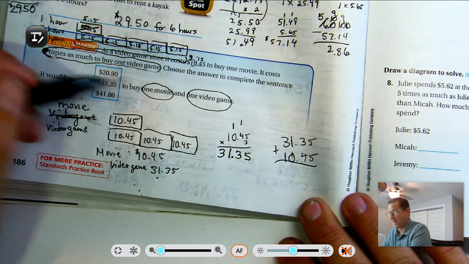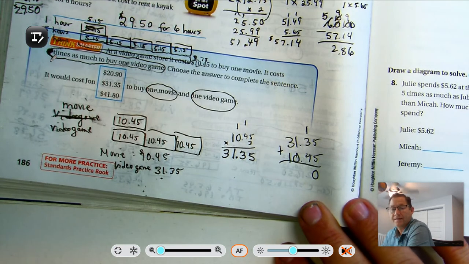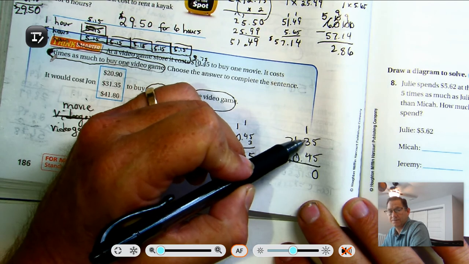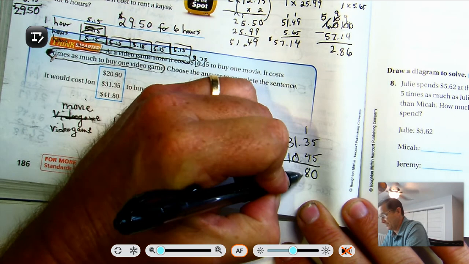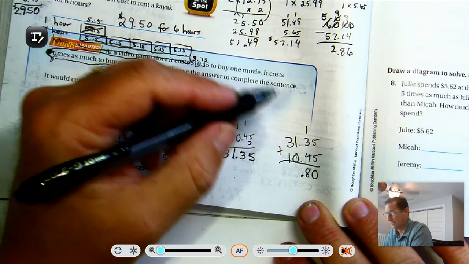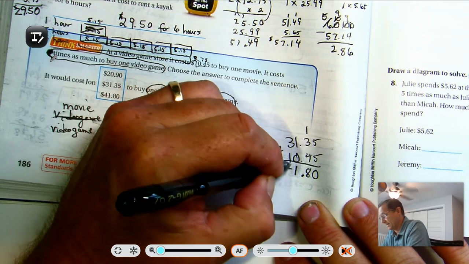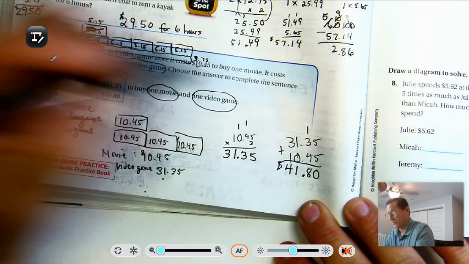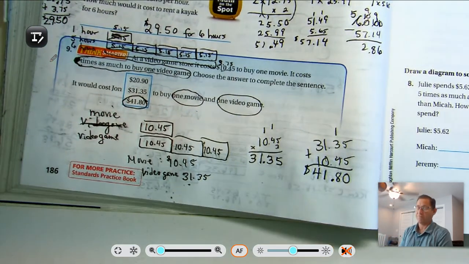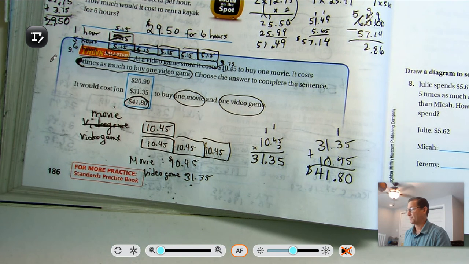All right. 5 hundredths plus 5 hundredths is 10 hundredths. Regroup as 1 tenth and 0 hundredths. 4 tenths plus 3 tenths is 7 tenths, plus 1 more is 8 tenths. We're going to bring our decimal point down, and let's add the ones. 1 plus 0 is 1, and 3 plus 1 is 4 tens. So $41.80. It would cost John $41.80 to buy one movie and one video game.